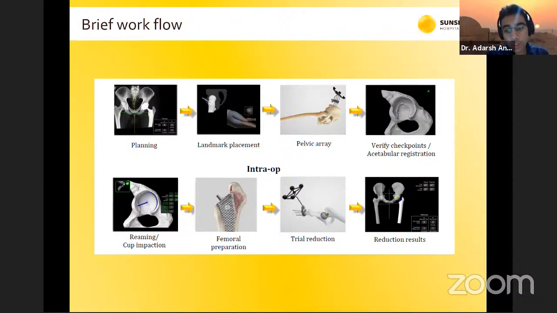The femoral preparation is done manually. This is not done by the robot itself, but it does help to tell us which size we're going to get, something like your templating. And then you have the trial reduction.